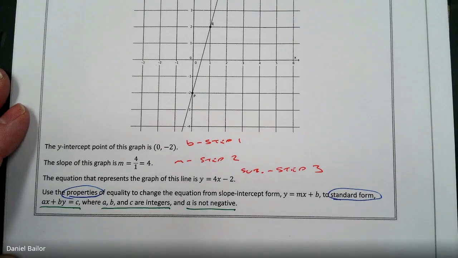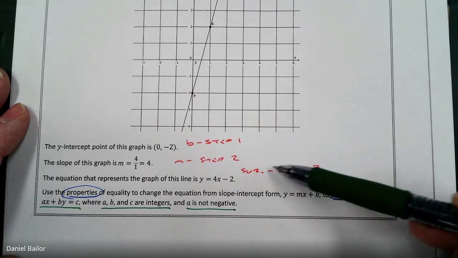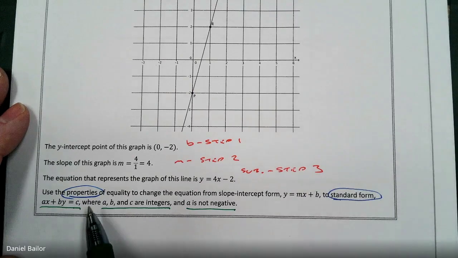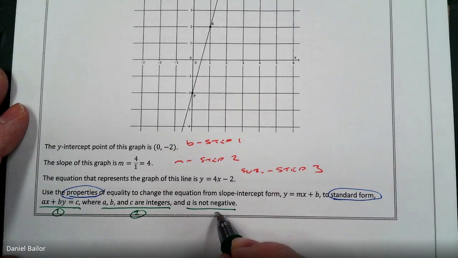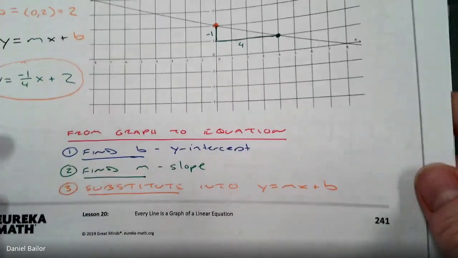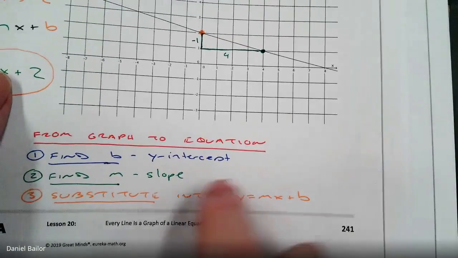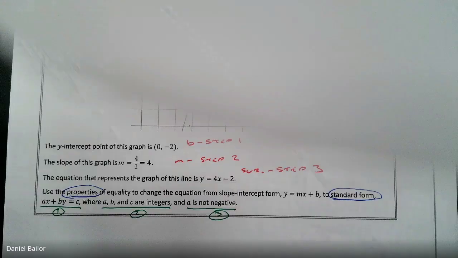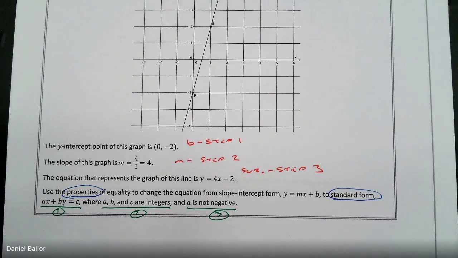Step one, find b. Step two, find m. Step three, substitute. Then you use properties to make standard form. And remember the three rules of standard form. So the steps are in your lesson summary. Your three rules for standard form are in your lesson summary. Or, again, you can look at the three steps on page 241 in your notes to make an equation from a graph, and then the three rules on page 242 for standard form. So you have all that information in your notes. It's also on your lesson summary.